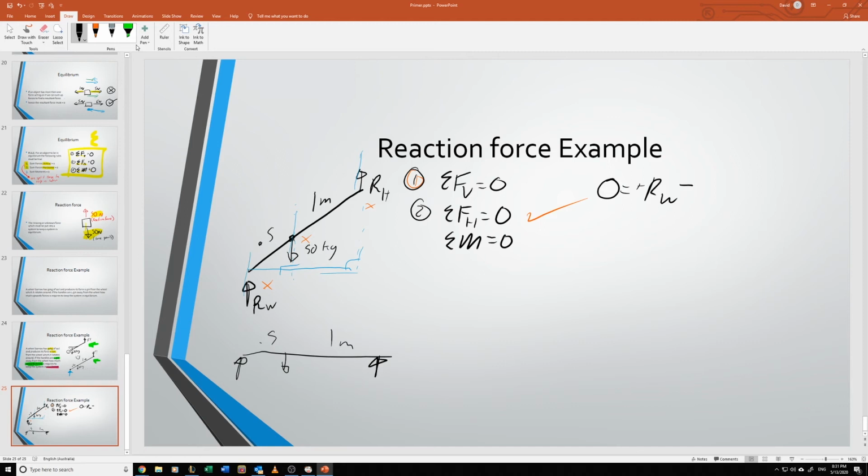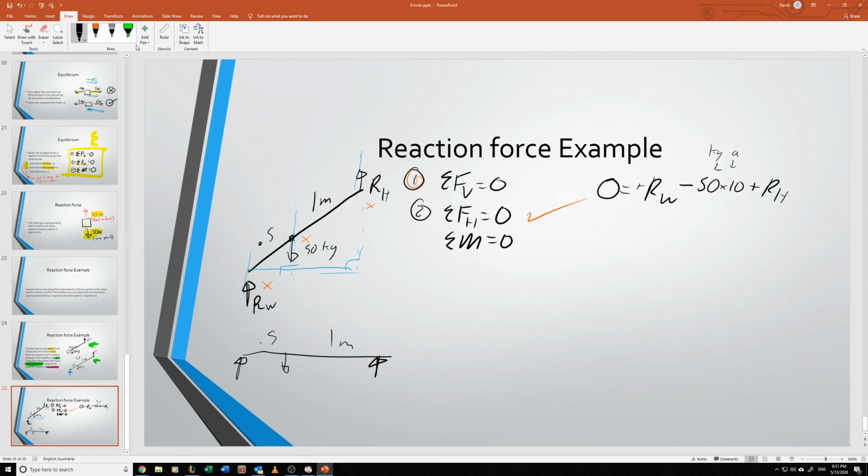So this is 50 kilograms. We have to convert that into newtons. So that's 50 times 10, so that's kilograms, and that's gravity. That's our force going down. And then we're going to say our upwards force of the handle is RH.